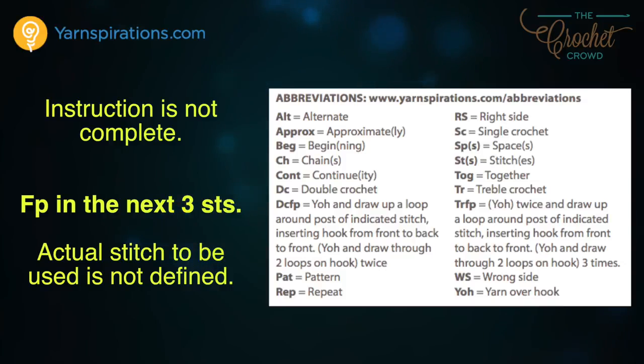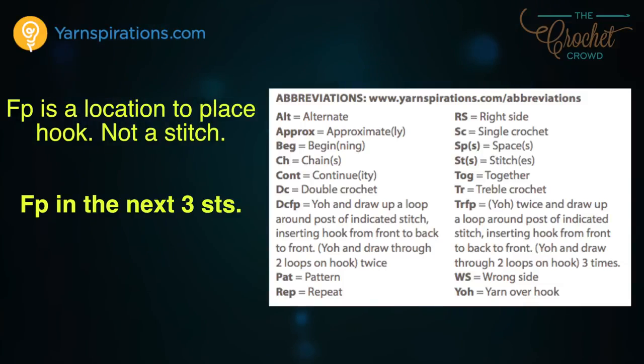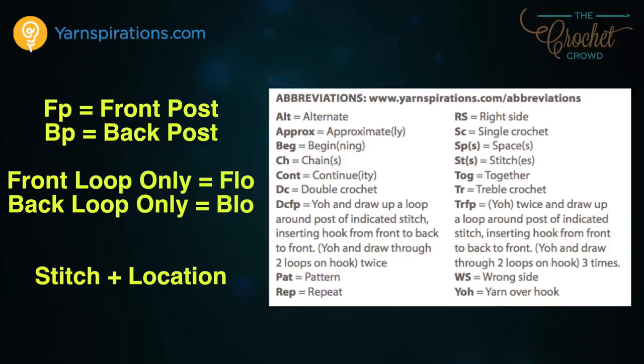For example, you will never see front post in the next 3 stitches. Front post is where the hook is going, but there is no crochet stitch assigned on how you are to move your hook. You know that it's going in the front post, but what stitch will you actually use? So it's missing something. So it could be a front post double crochet, front post half double crochet, front post treble, etc. So some abbreviations like front post, back post, front loop, back loop, they need other sets of instructions to follow it through so you know what to do with your hook.